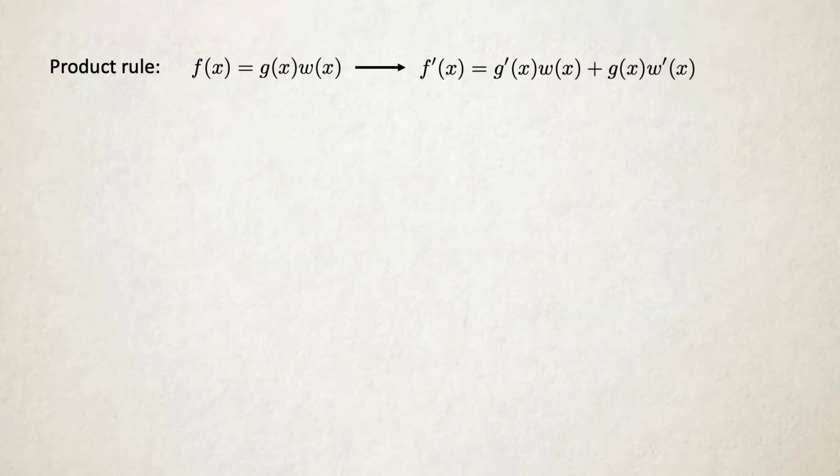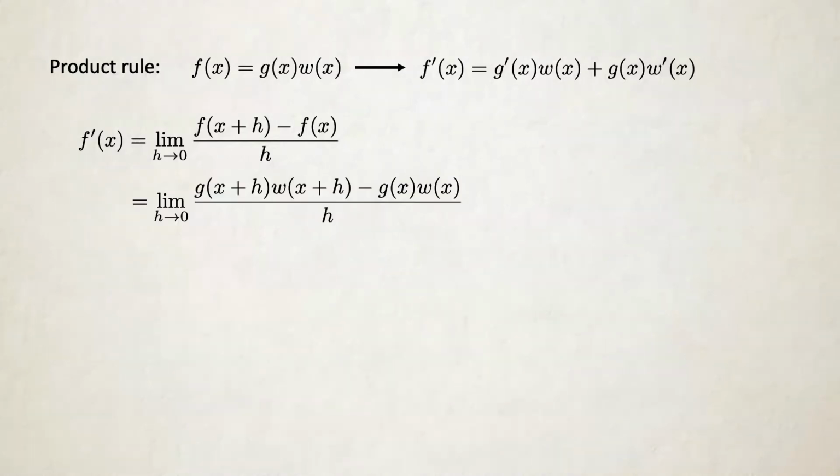Let's derive the product rule with the definition of derivative, which states that f prime of x equals the limit as h approaches 0 of f of x plus h minus f of x over h. Plugging g and w functions in place of f, we get the limit as h approaches 0 of g of x plus h, w of x plus h minus g of x times w of x over h.